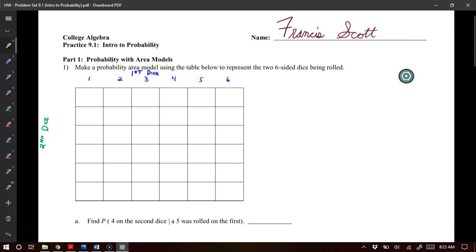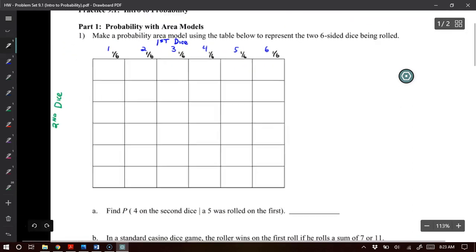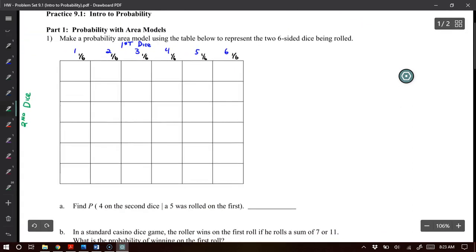Since it's a fair six-sided die, probability of a 1 is 1 out of 6. Probability of a 2 is 1 out of 6. A 3, I have a 1 out of 6 chance of getting any of those numbers when I roll a die. And it's going to be the same thing for the second die, because the second die is a fair six-sided die as well, which means all outcomes have an equal chance of 1 out of 6.